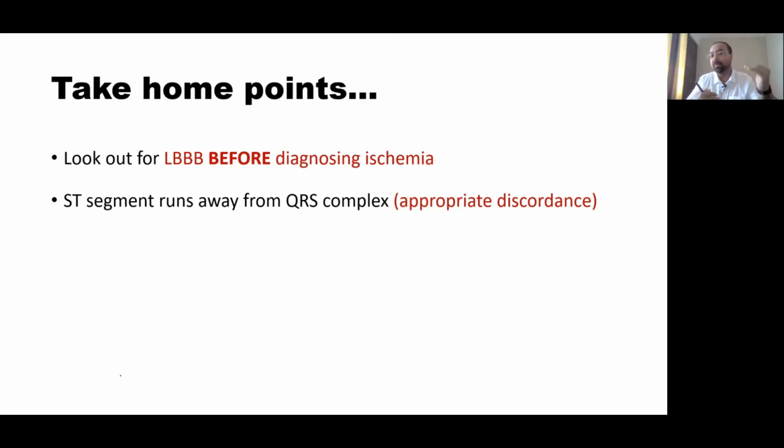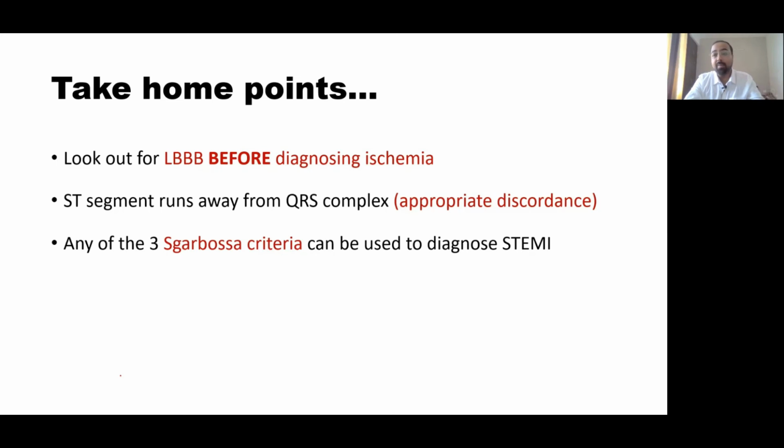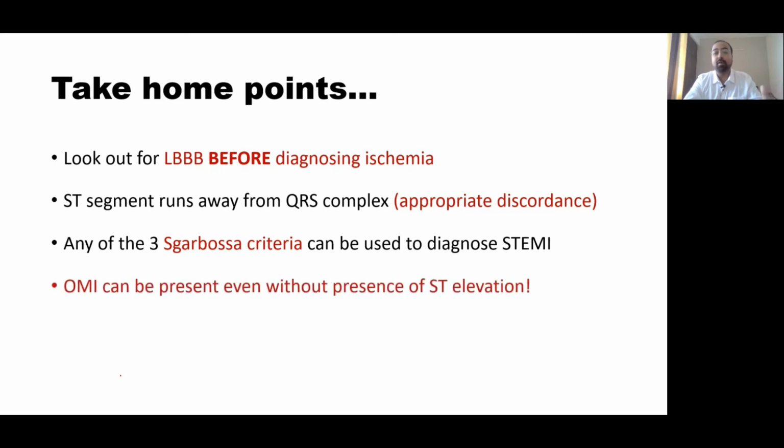Now, in a normal LBBB, that is in a patient who does not have any ischemia, the ST segment runs away from the QRS complex, and which is called an appropriate discordance. Now, if you see LBBB on an ECG, any of the three Garbosa criteria can be used to diagnose ST elevation myocardial infarction. As you know, one of the criteria for diagnosis of STEMI is an ST depression.